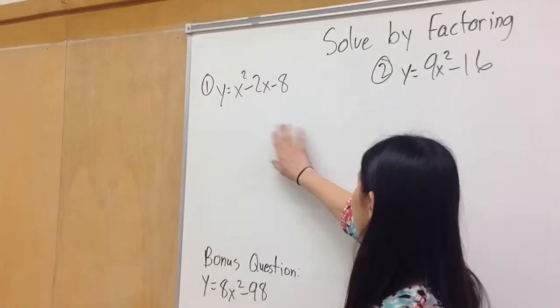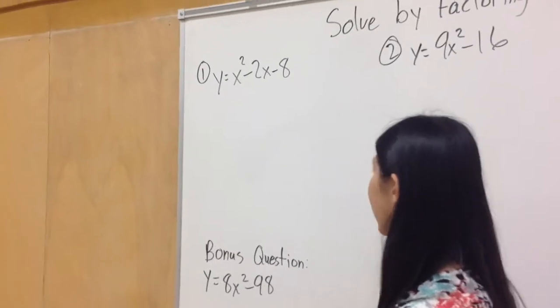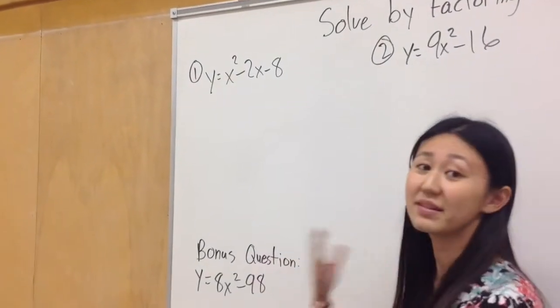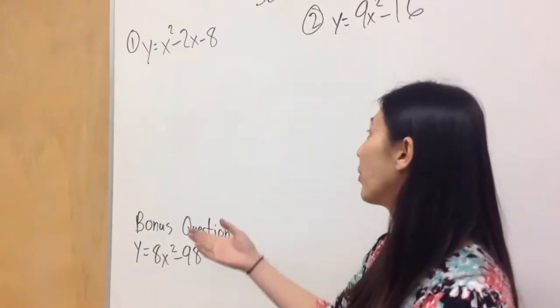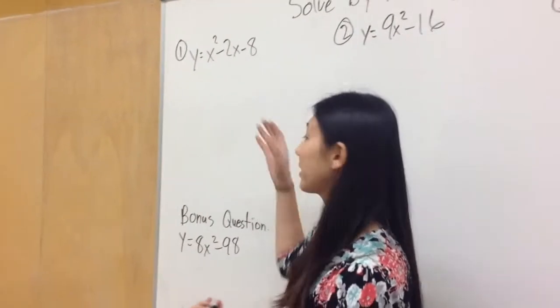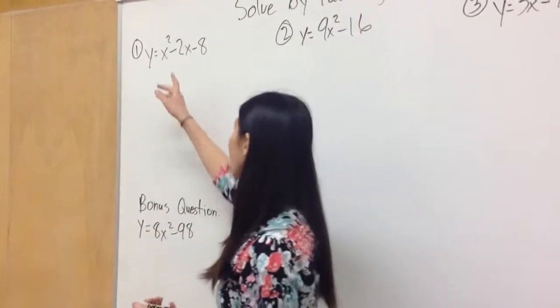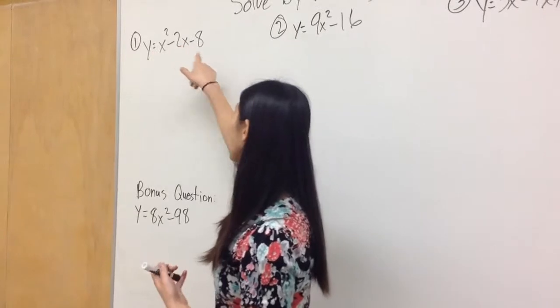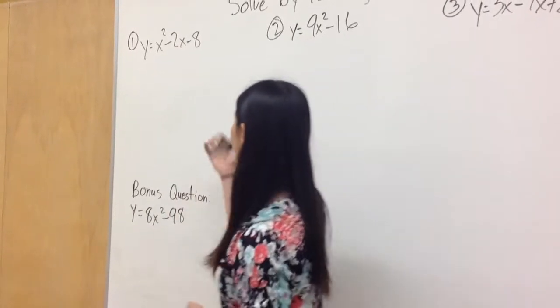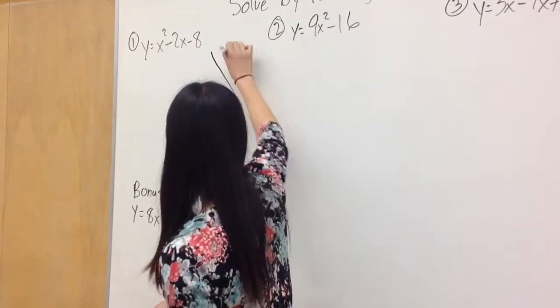Alright, let's start with our first one. So with this first one, we can kind of see we're going to be doing the easy factoring with x. So it's a trinomial, right? It has three different terms. So we have the x squared, the x, and the number. So we're just going to do it with the x.